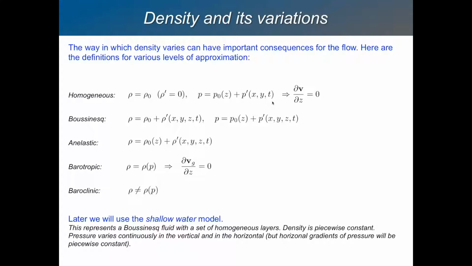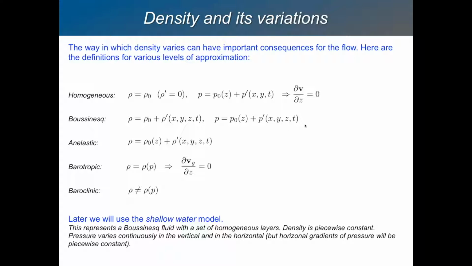That's homogeneous flow. Boussinesq flow is the next level up. So you have a reference density and you have a perturbation, which is small compared to the reference density, right? And you can see that it can vary in X, Y, Z, and time. The pressure is a kind of reference pressure, which is only a function of Z, and you'll have perturbations in pressure which are associated with the dynamics. Those horizontal gradients of pressure will belong to this perturbation here.